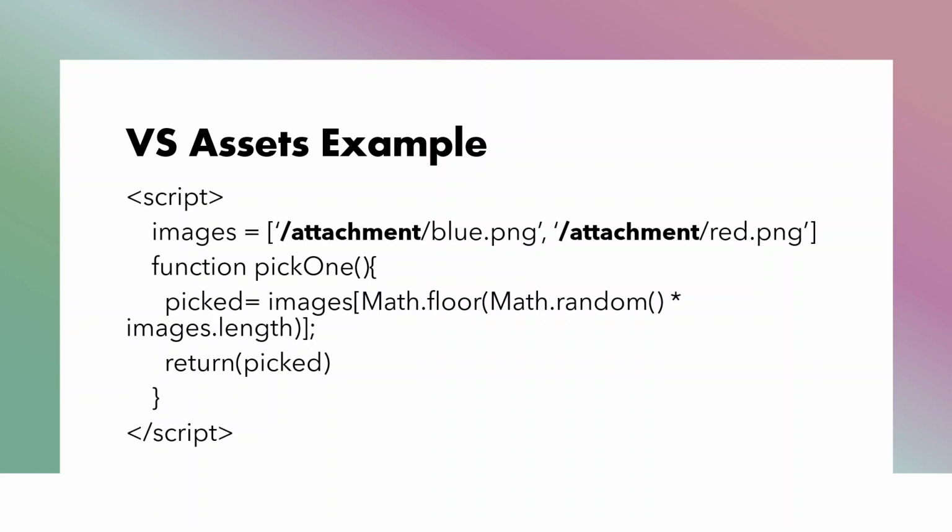So when you upload a document to Volunteer Science, to one of your experiments, you can access it using slash attachment, slash the name of the document. Now remember to always put the slash before attachment. Don't forget that slash, it won't work without it.